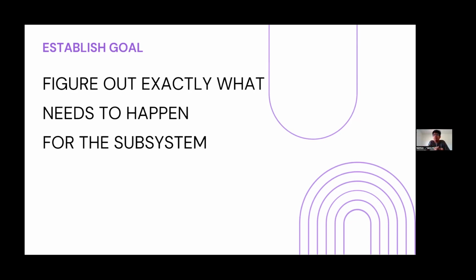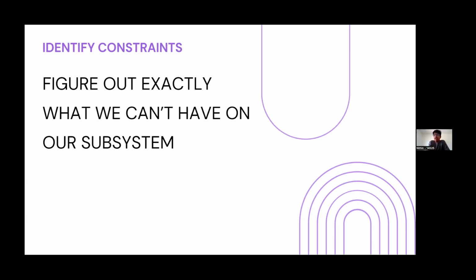So just make sure you're establishing your goal. Maybe you can write it down. You can talk to your teammates about it, and just have that kind of back and forth communication so that everyone is in the loop about what needs to happen with your subsystem. That's extremely important, because if you don't identify your goal, you don't know what you can't do.